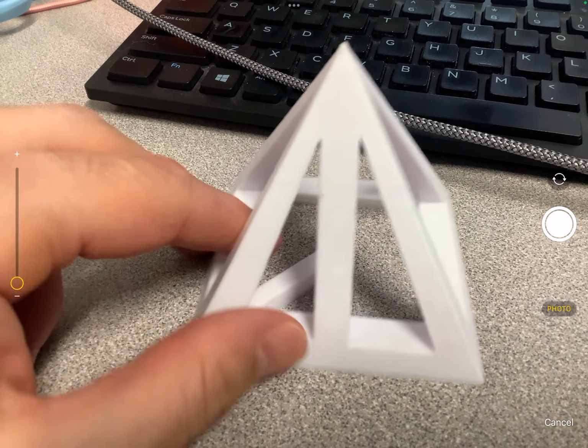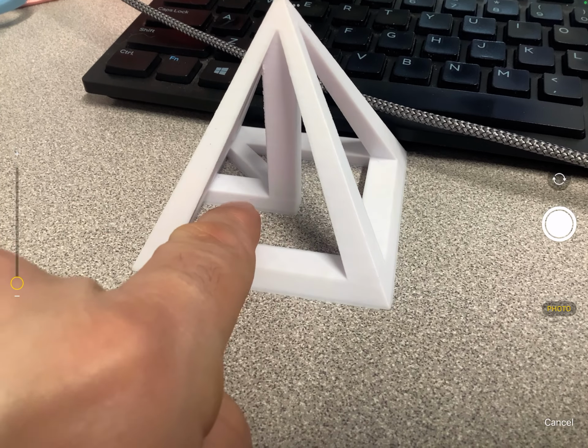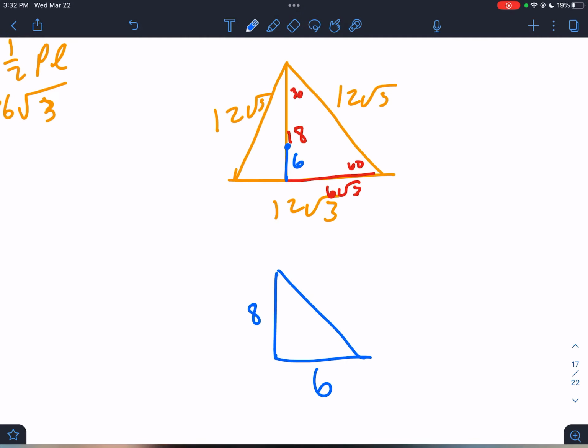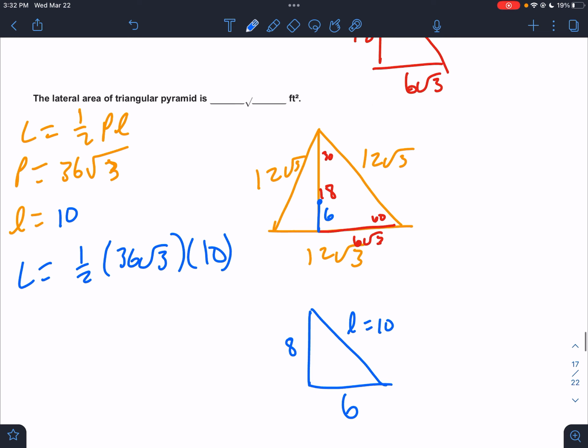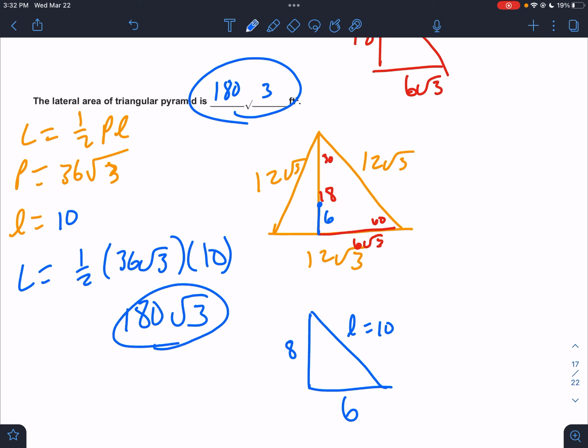And that's a different triangle where the slant height's the hypotenuse, the apothem is the base, and the height of the pyramid is the height of the triangle. That's what I drew here, and that would make this the slant height, which would be 10. So the lateral surface area is 1/2 times 36 root 3 times 10. That's a very tough question. That's a lot of fun, though.